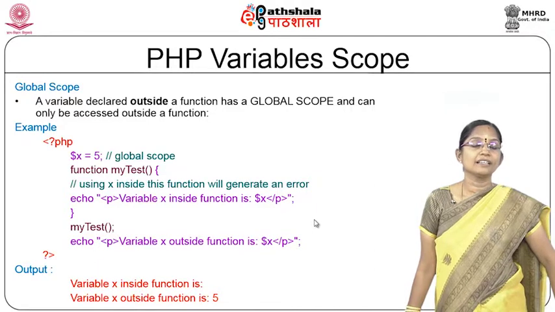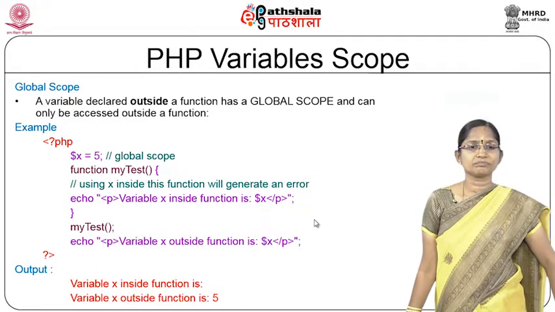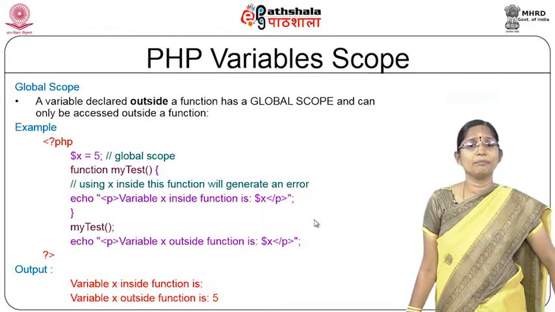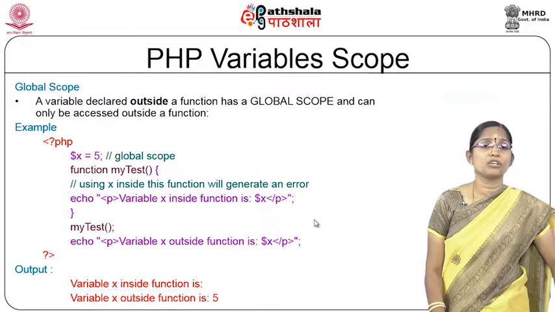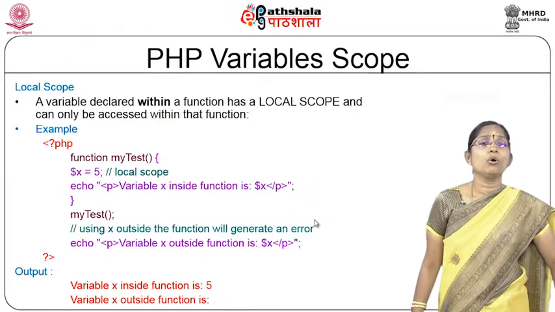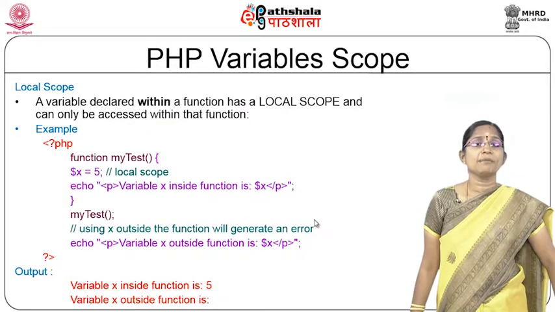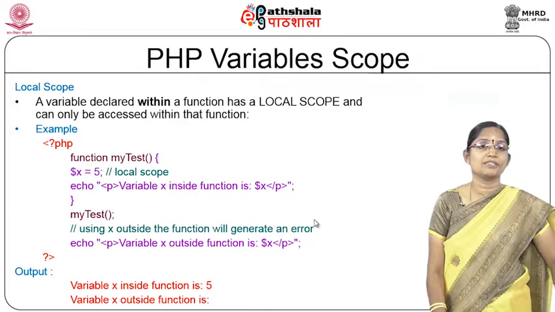You can see that x has been given as 5. So x is declared outside, and when you print it outside the function with echo it is accessible, but inside the function you cannot access it. This is of a local scope. Local scope means a variable declared inside a function has a scope only inside it. You cannot access it outside of the function, as you can see here.